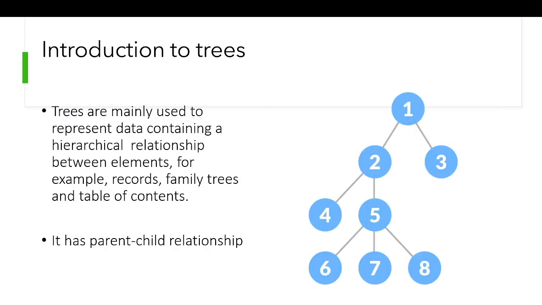Trees are mainly used to represent data containing hierarchical relationships. For example, records, family trees, and table of contents. It usually has parent-child relationships. So 1 is a parent and it has two children, that is 2 and 3. 2 is again a parent which has two children. So this is a simple example of a tree representation.